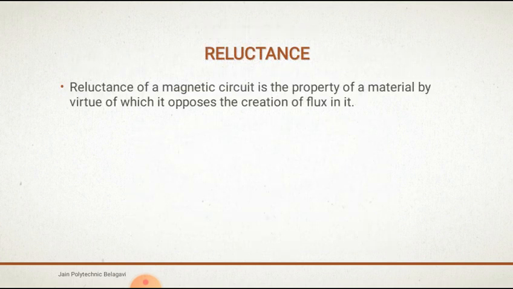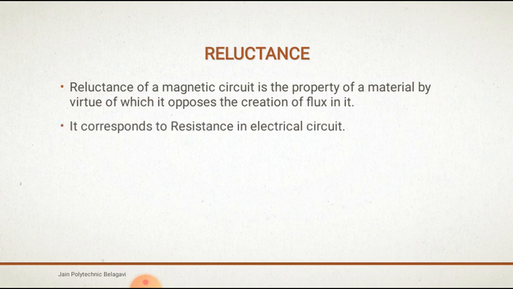Reluctance. Reluctance of a magnetic circuit is a property of material by virtue of which it opposes the creation of flux in it. It corresponds to resistance in an electrical circuit. The SI unit of reluctance is ampere turn per Weber. Reluctance in a magnetic material corresponds to resistance R in an electrical circuit.